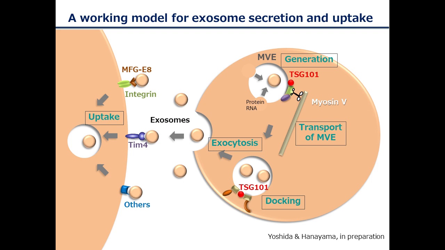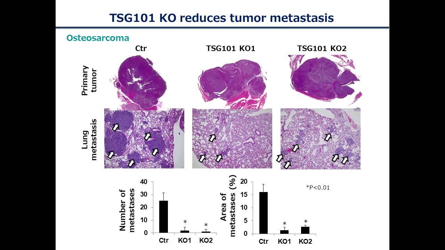The secreted exosomes are captured by TIM4 or MFG-E8 by binding to phosphatidylserine and then taken up by the recipient cells. Now, we can manipulate exosome secretion and uptake by targeting the key regulators such as TSG-101 and TIM4. Here is one example. As tumor-derived exosomes have been implicated in tumor metastasis, we established osteosarcoma cells deficient in TSG-101.